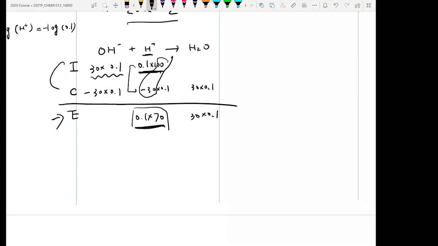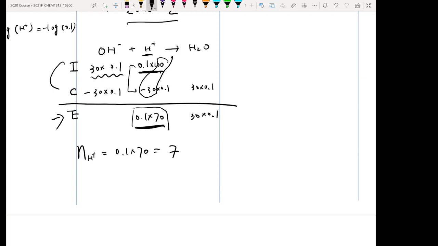H plus will be the one that ultimately determines your pH. You want to know the pH, right? So you need to know the proton concentration. The things you know right now is that the number of moles of your OH is 0.1 times 70, which is equal to 7. You have 7 millimoles of your H. The number of moles of your proton is that much, right?